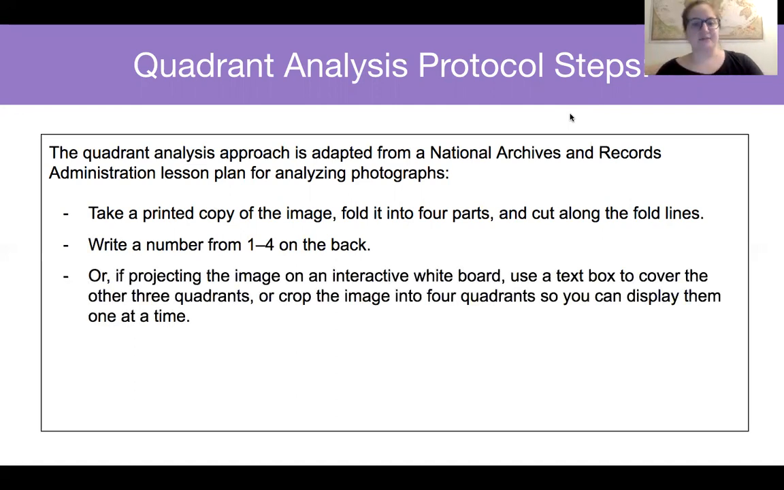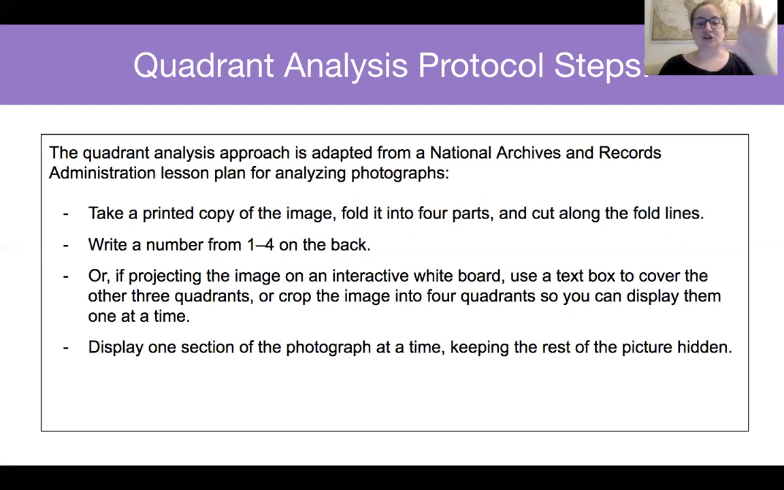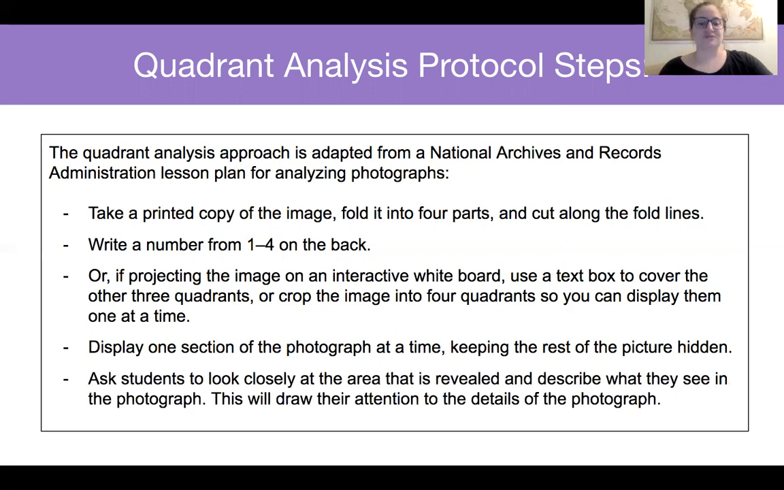If you're projecting the image, let's say on your smartboard or in a live Zoom session, you can also use a text box to cover up the other 3 quadrants or crop the image into 4 quadrants so you can display it one at a time. You're going to look at one section of the photograph at a time, keeping the rest of the picture hidden. And you're going to ask students to look closely at the area that's revealed and describe what they see in the photograph. This will draw their attention to the details of the photograph in that specific area, really slow them down.